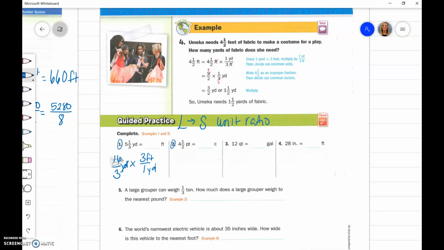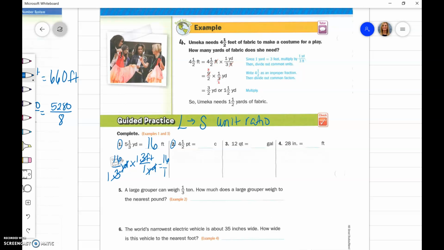Okay, I'm going to get rid of my yards. Oh, I can cross simplify. 3 divided by 3 is 1. 3 divided by 3 is 1. And I'm left with 16 over 1. Therefore, my answer is 16 feet. Okay? Super cool, super easy.